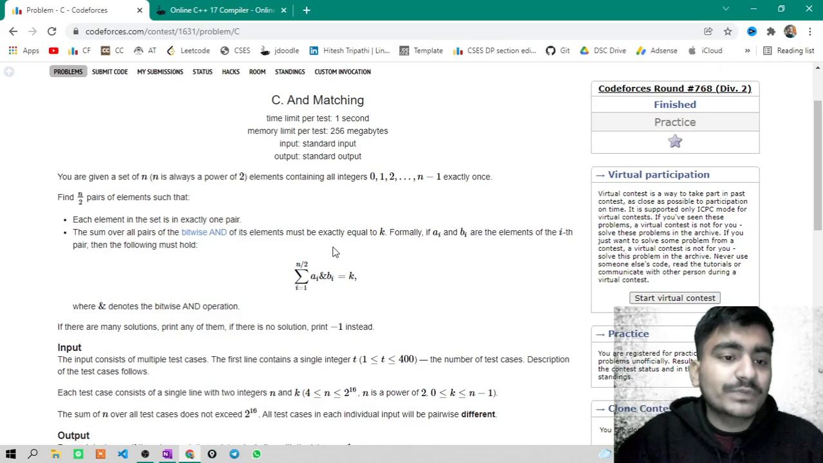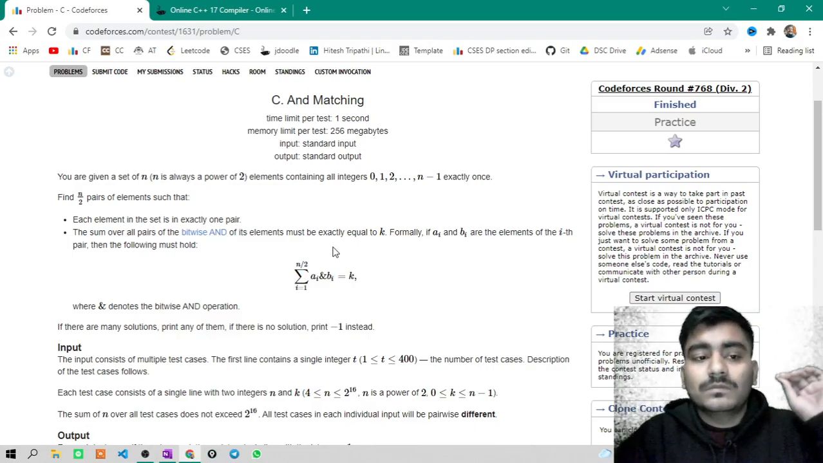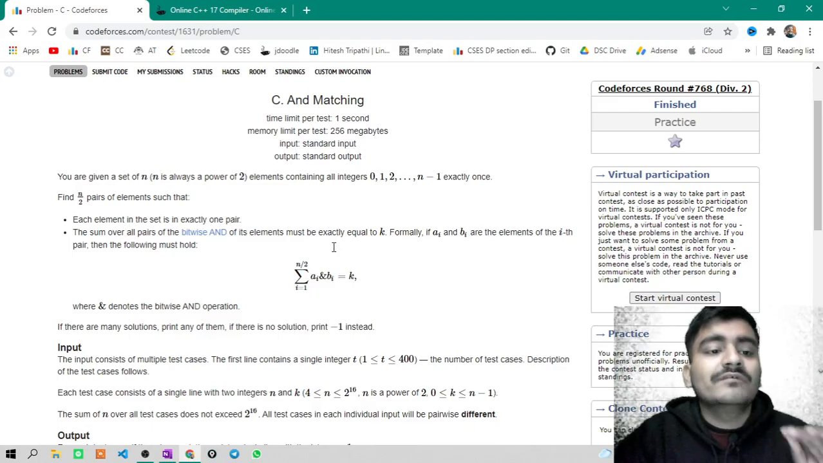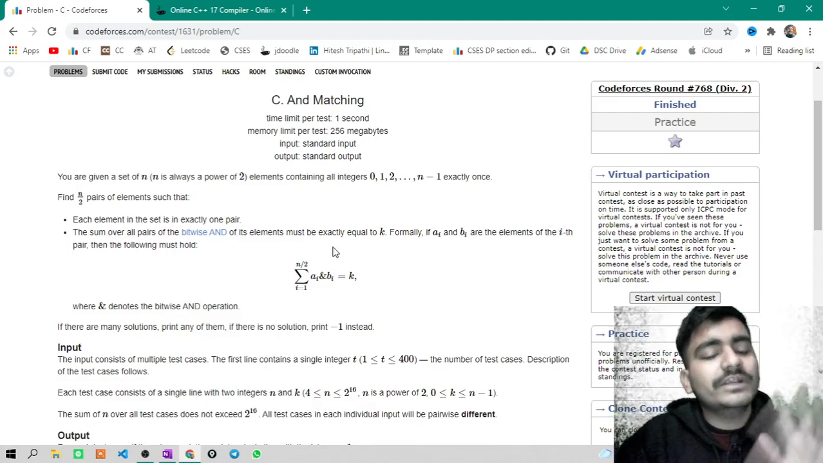Find n by 2 pairs of elements such that each element in the set is in exactly one pair. Okay, so we have to find n by 2 pairs, where n by 2 is always a possible number because n is always a power of 2. Okay, so n will always be divisible by 2.